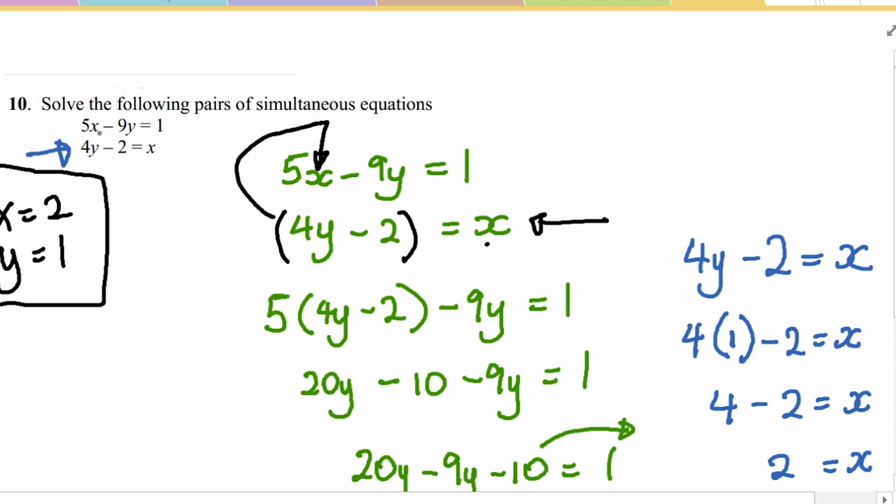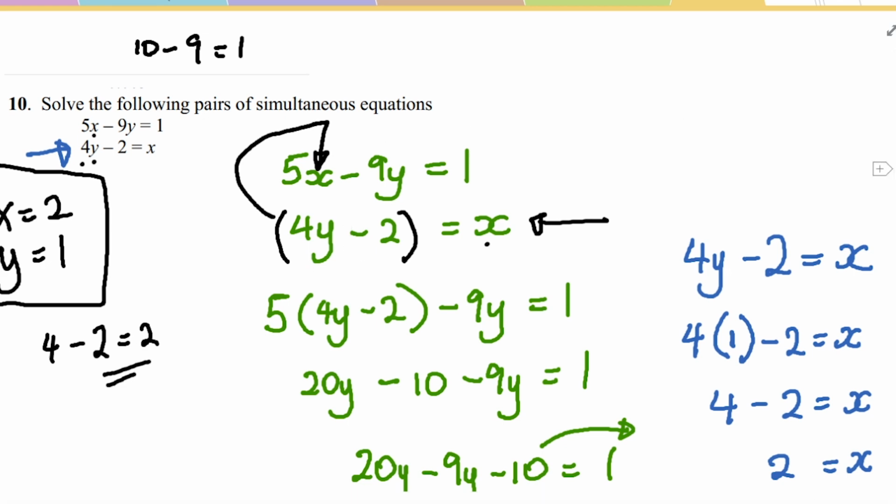For example, in the first equation, 5 times x, that is 5 times 2, is 10, minus 9 times y, which is 1, is giving us 1. It satisfies the first equation. If I substitute the same values in the second equation, 4 times y is 4 times 1, which is 4, minus 2 is going to give us the value of x, which is 2. So that shows that the answers are correct.